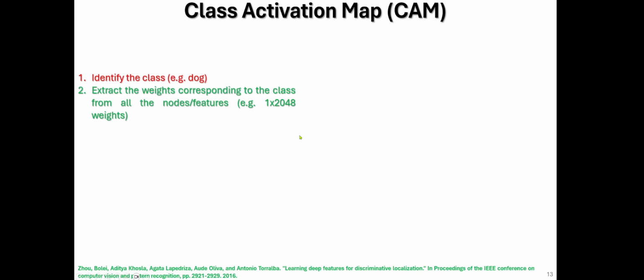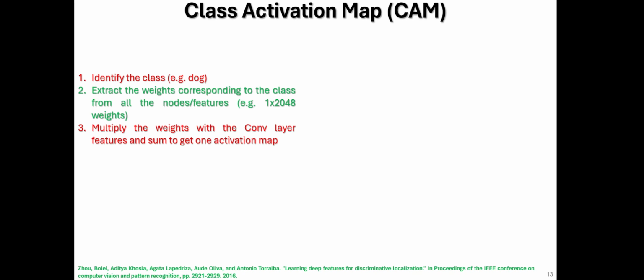Okay, so the steps again. Identify the class, whatever class you are interested in finding the activation map for. That's the first step, because the class is important. And then you extract the weights corresponding to the class. In the case of ResNet 50 for example, you have 2048 weights corresponding to that particular class, right? And then you use those weights to multiply the convolutional layers, typically the last convolutional layer, and then you may want to pass it through the ReLU layer so that the negative values are all gone.